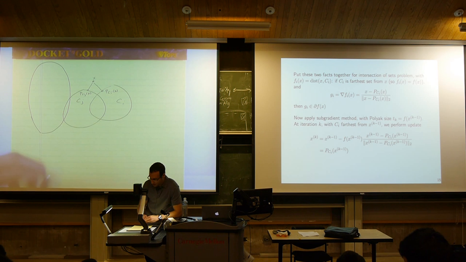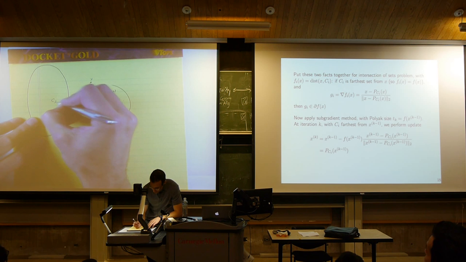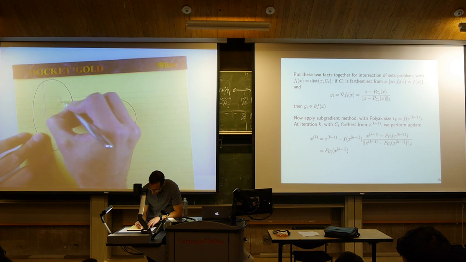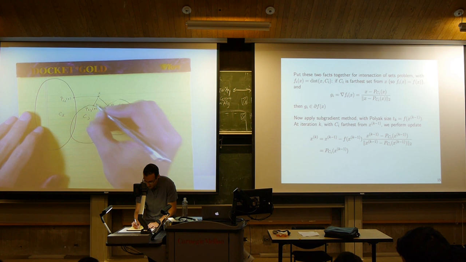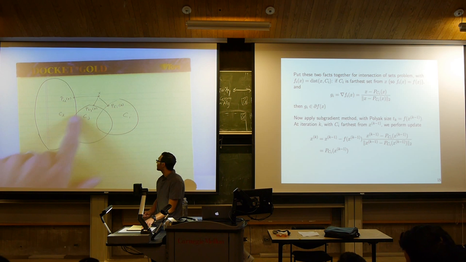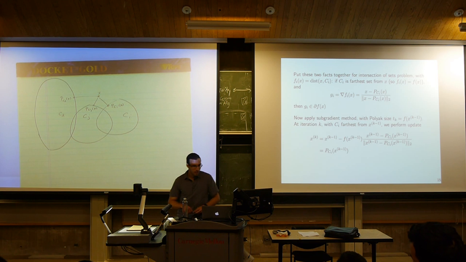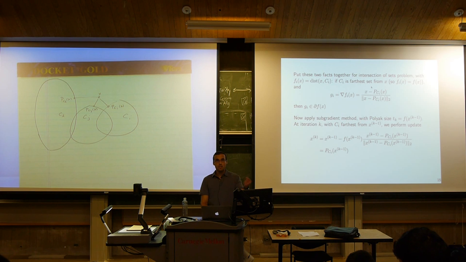Let's suppose this was the set C_L. Then this will be the function that achieves the max, f_L, because this is f_L of x, this distance. This is f_J of x. This is f_I of x. And this one achieves the max. In other words, x is farthest from the set C_L compared to all the other sets in my collection, at least in this picture. So we grab a subgradient of its distance function.